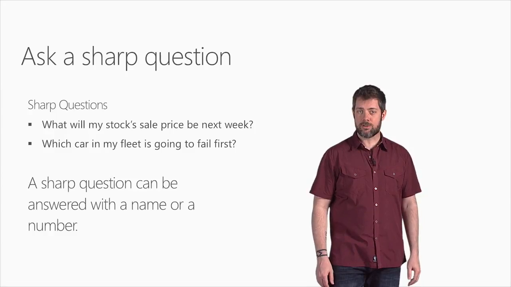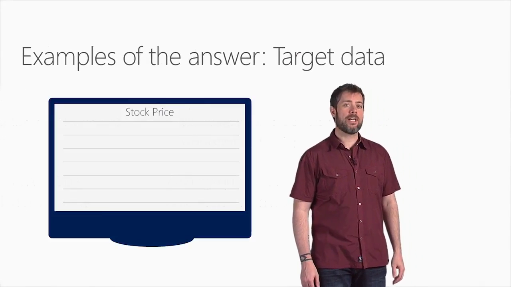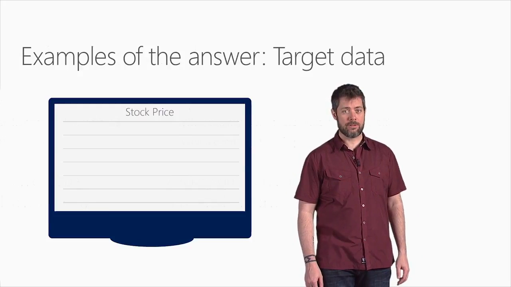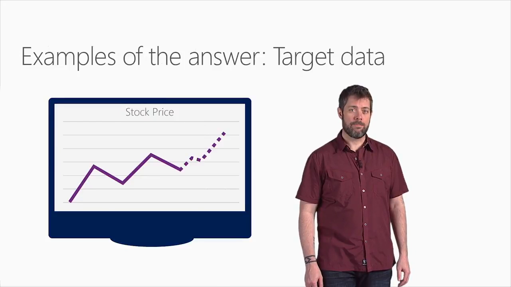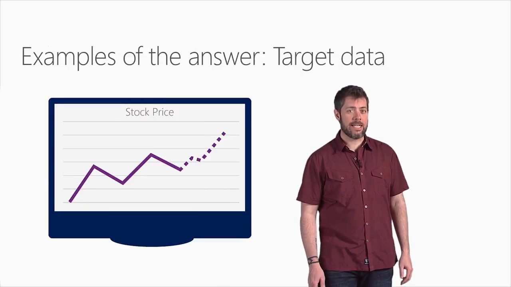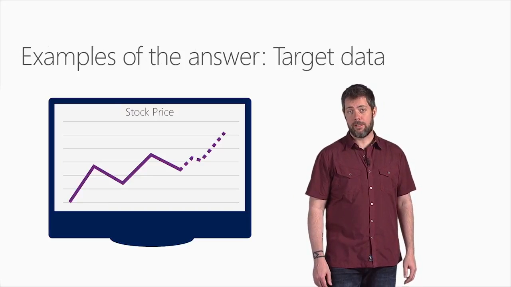These examples of answers are called a target. A target is what we are trying to predict about future data points, whether it's a category, a name, or a number. If you don't have any target data, you'll need to get some. You won't be able to answer your question without it.